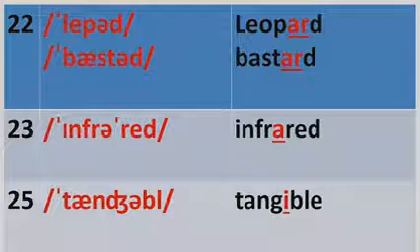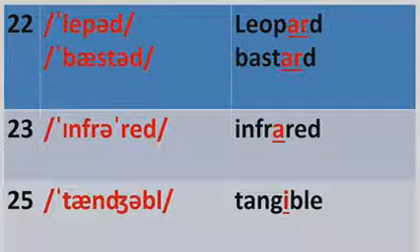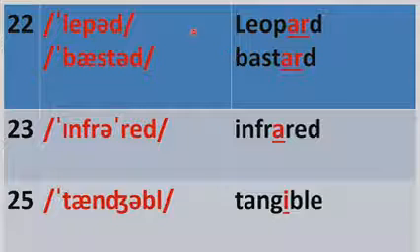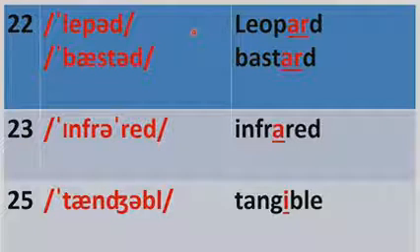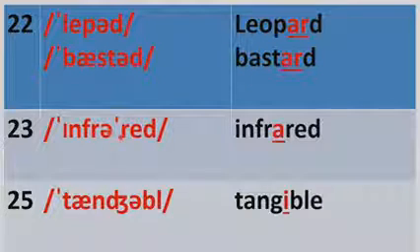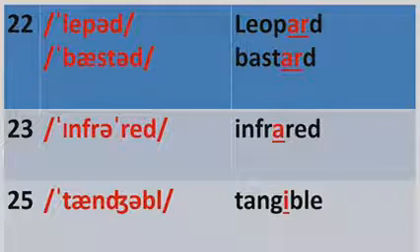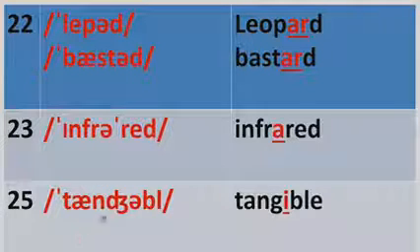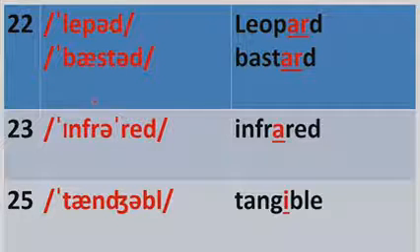In number 22, we find the schwa in letters A and R, AR, and that is why we have leopard, bastard, instead of leopard, bastard. This is called infrared. Letter A giving us the schwa, infrared instead of infrared. At number 25, we find the schwa in letter I. It's pronounced tangible. Can we call the words leopard, bastard, infrared, tangible?